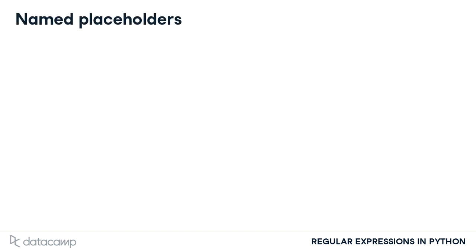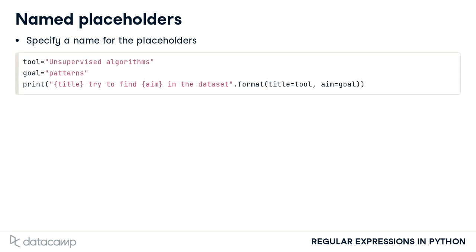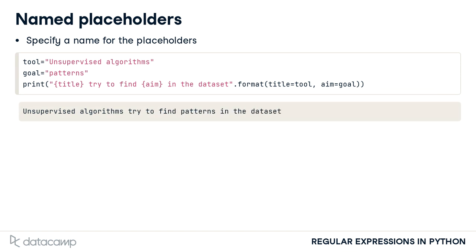We can also introduce keyword arguments that are called by their keyword name. In the example code, we inserted keywords in the placeholders. Then, we call these keywords in the format method. We then assign which variable will be passed for each of them, resulting in the following output.